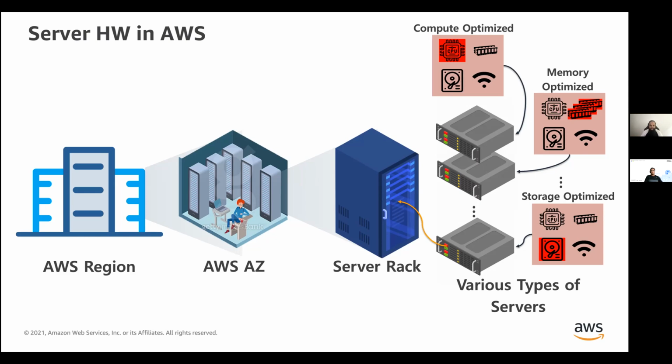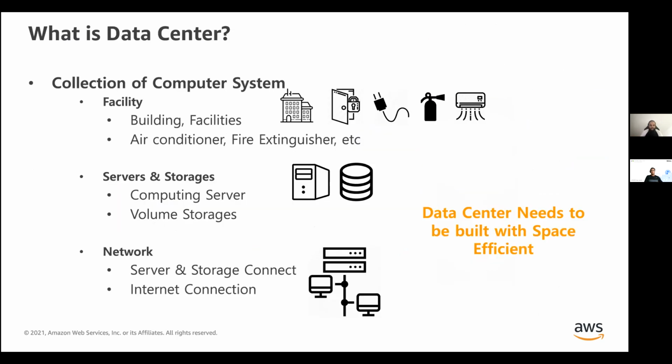Your users are still able to use those applications better. So at a high level, a data center is basically a server building. It's a facility. You have building facilities, air conditioners, fire extinguishers. So that's the physical aspect of the location. Then you have servers and storage, and then you have a lot of network, right? Interconnectivity between those machines, then from the data center to other data centers, and then globally to a network.